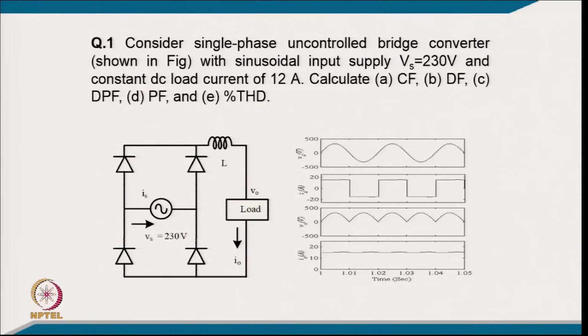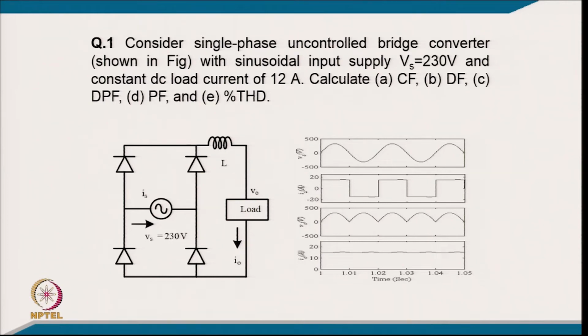Consider the single phase uncontrolled bridge converter shown here in the figure below with the sinusoidal input supply voltage of 230 volt and constant DC load current of 12 ampere. Calculate the CF, that means crest factor, DF distortion factor, DPF displacement factor, power factor and percentage THD.